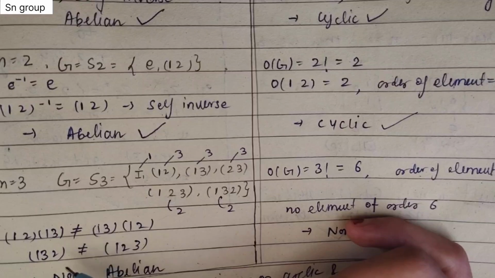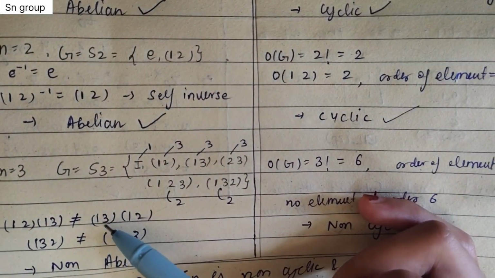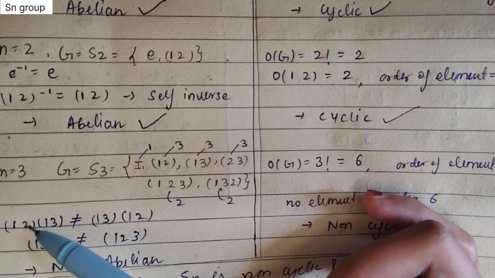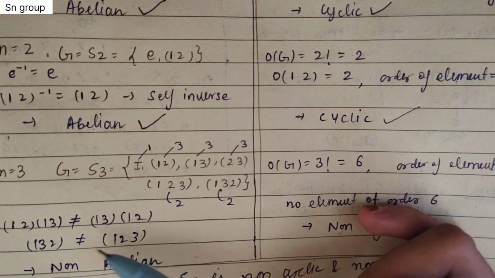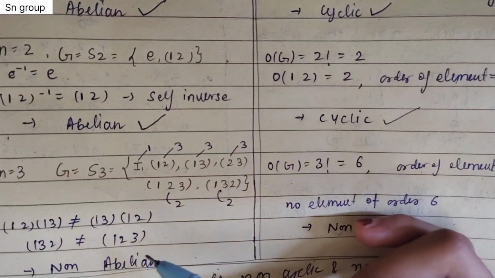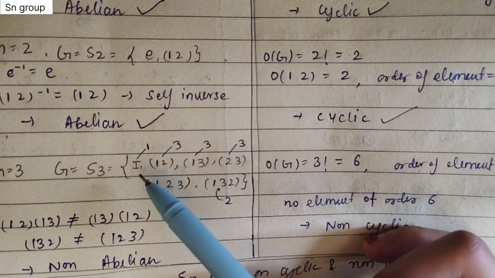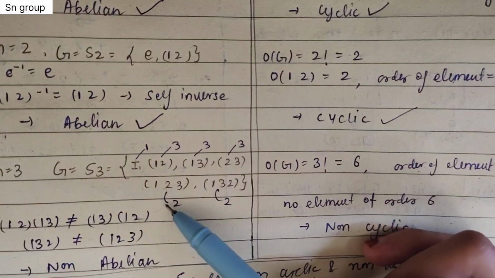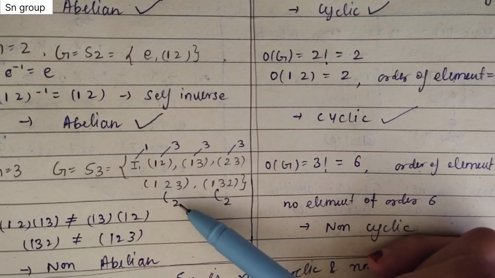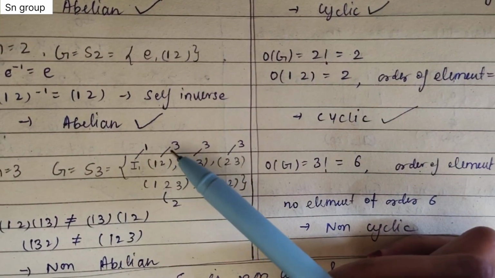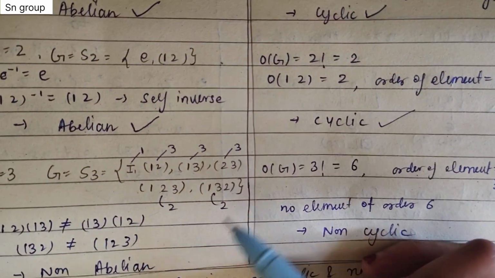Here I am using the first concept. I considered two elements (1 2) and (1 3), and (1 3) and (1 2), and multiplied both of them. On one side I have (1 3 2), on the other side I have (1 2 3), which are not equal. This implies that this group is non-abelian. Or from the second concept we can also say it is non-abelian. How? Here the element orders are 1, 3 and 2, but for self-inverse every element must have order 2, and here an element has order 3, so we can't say it's abelian. It's non-abelian.